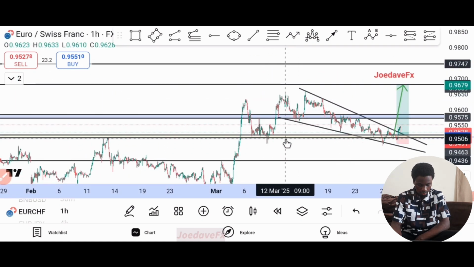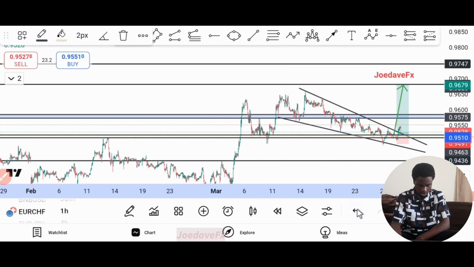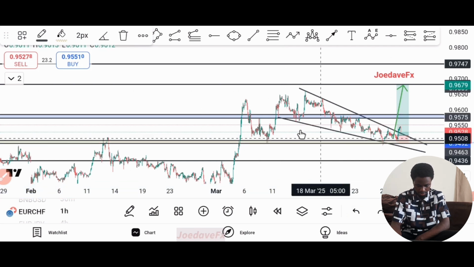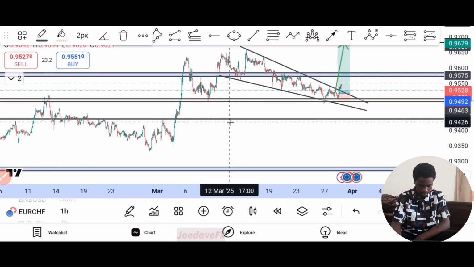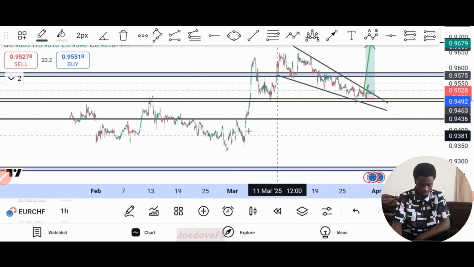But the one that is very clear that you can stick to is that of Euro card. So you can check out Euro card as well. I've already done the analysis.